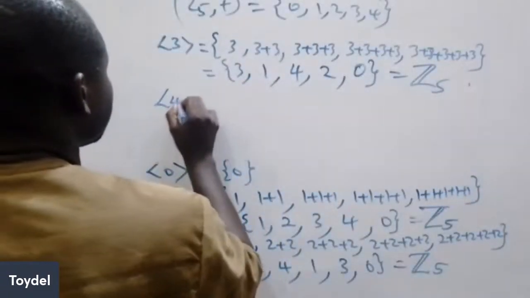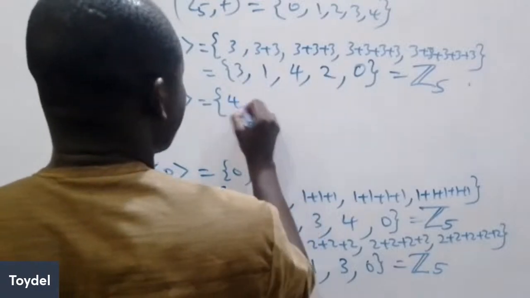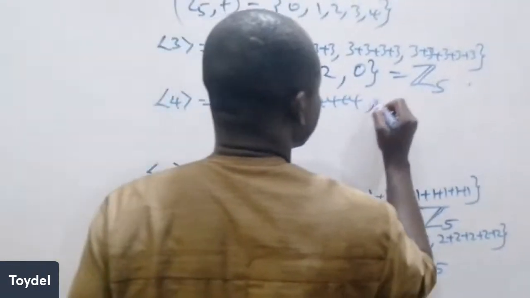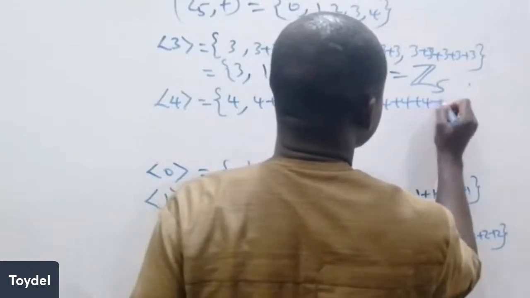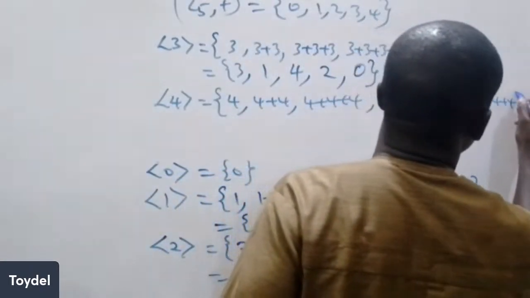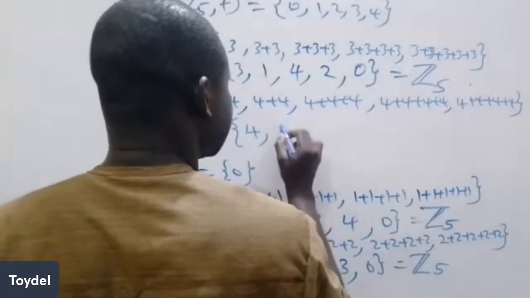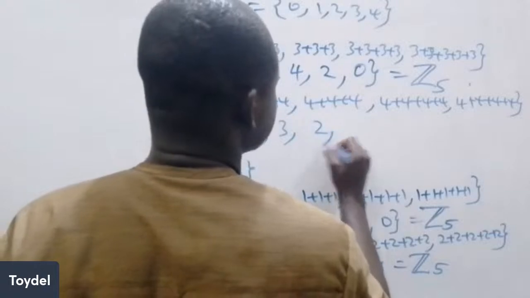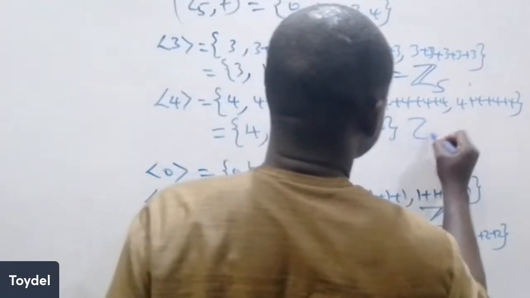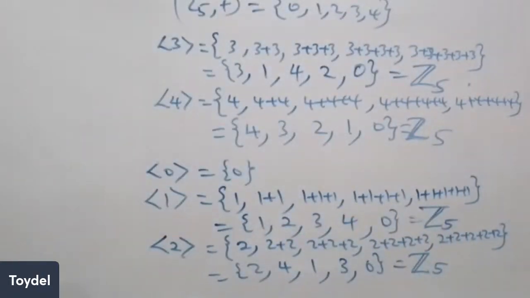Then the fourth one, when it is 4, we generate the same thing. 4, 4 plus 4, 4 plus 4 plus 4, 4 in 4 places, then 4 in 5 places. At the end of the day, we are still going to have all the elements there. Here is 3. This is 12, that will be 2. This is 16, that will be 1. Then this is 0. We still have the elements of Z5 there.